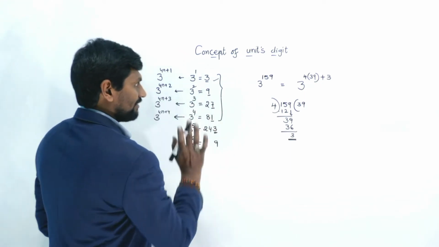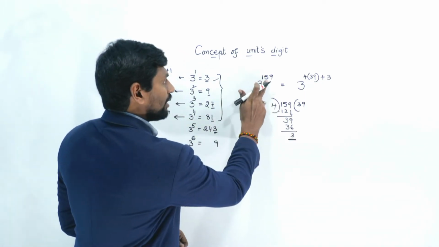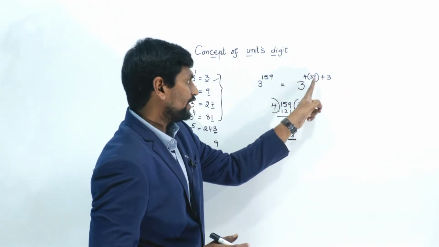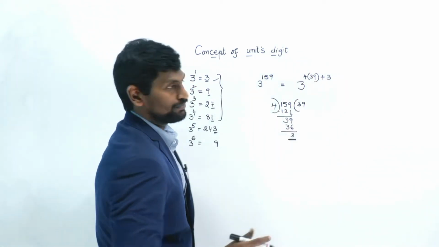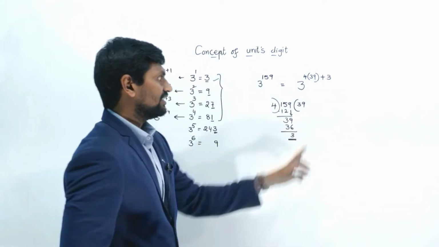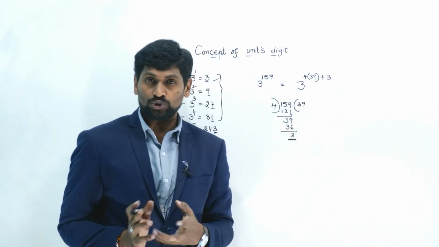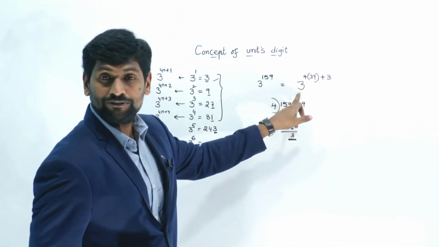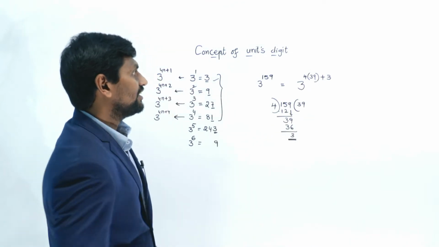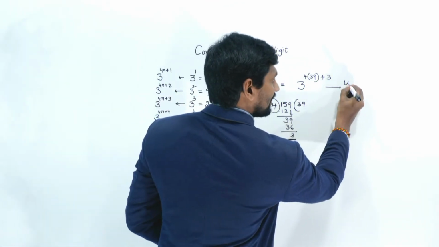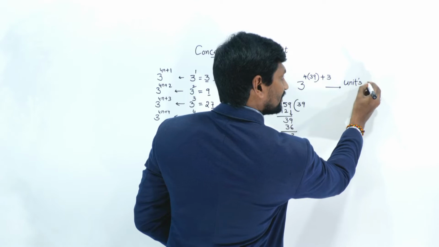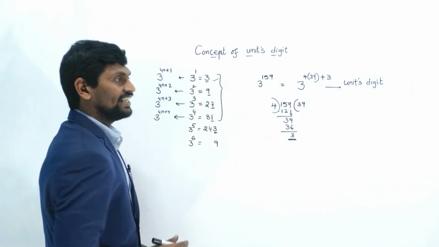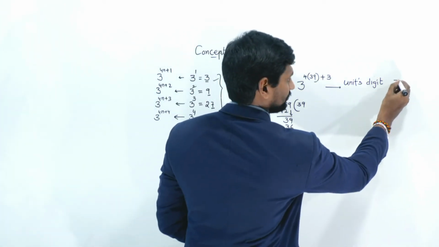Simply, 3 power 159, that 159 we have expressed as 4 into 39 plus 3. That means it is in the form of 4n plus 3. Your n value can be any positive number. So it is in the form of 3 power 4n plus 3. So what is the unit digit? Yes, it is ending with the digit 7.